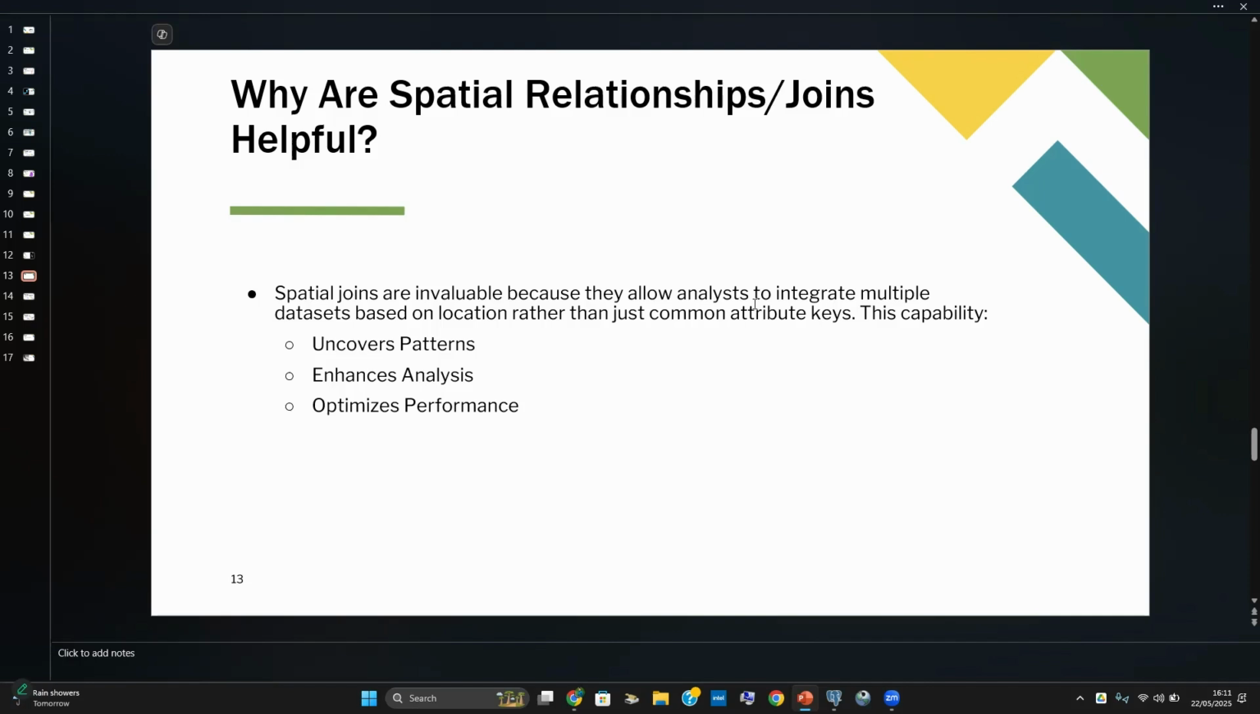And then lastly, we have here that it optimizes performance. So when you have these spatial indexes, it allows for functions to execute more efficiently, and extensions like PostGIS do this.